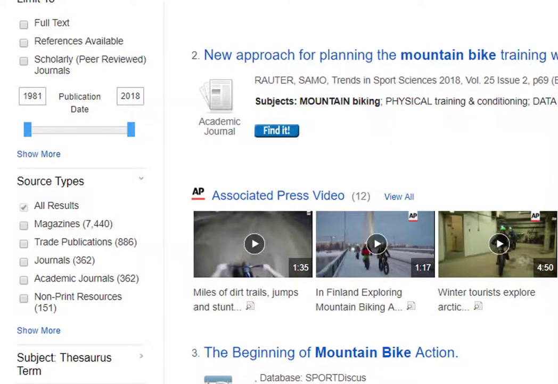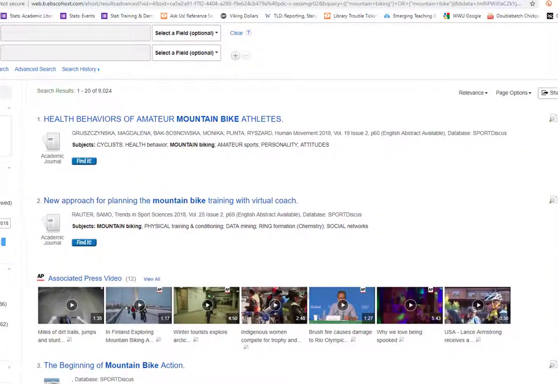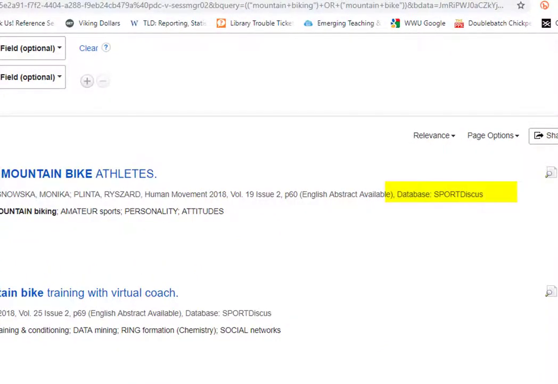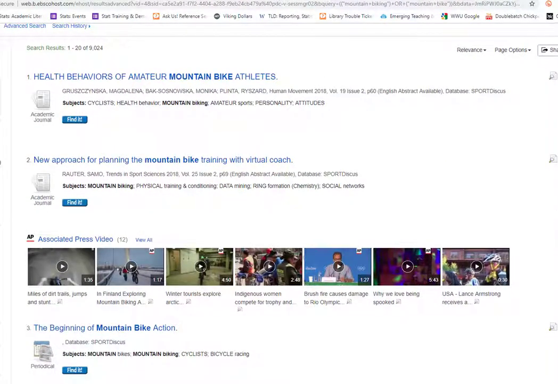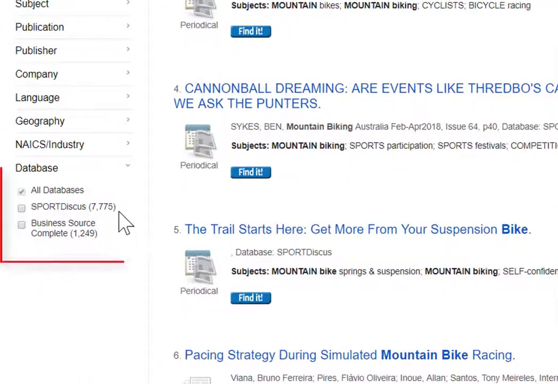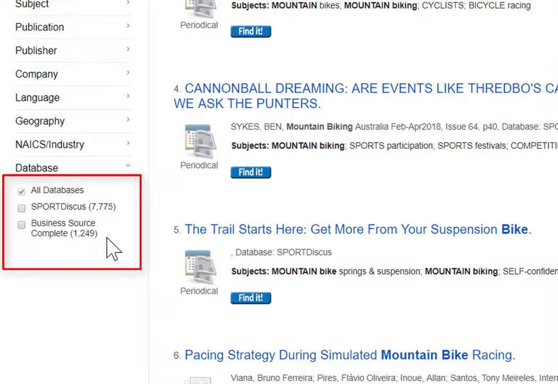When you're looking at a results page, remember to read the results. That means look for trends, look for things that might indicate maybe some other search terms or other areas to do some research. Some of these initial resources I see right now are related to health behaviors, a virtual coach. That's telling me that they are coming from Sport Discus. And if I look at the results right here, database Sport Discus. So I am getting some things that might not necessarily be that helpful. And if I scroll down a little bit farther, I can see how many results are coming from which database.